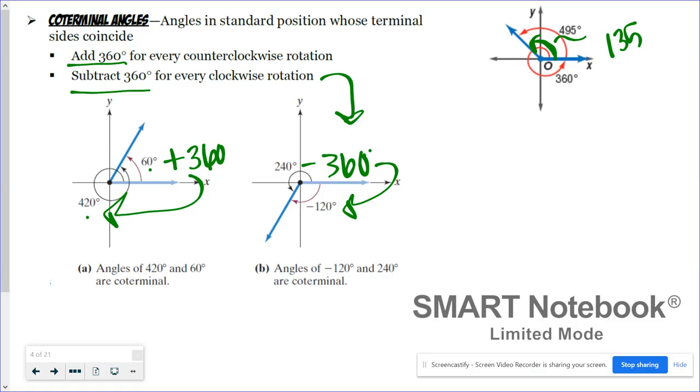So in this one, they are subtracting 360 for every clockwise rotation. So realize, when it comes to coterminal angles, each and every one of us could come up with a different coterminal angle simply by going around multiple times.